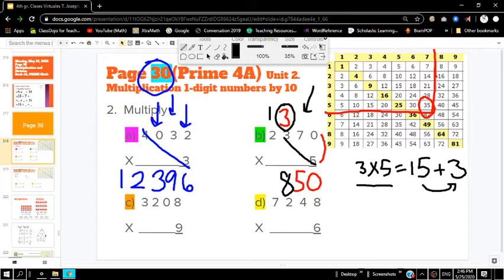Now 2 times 5 is 10 plus 1, which you can see on the top, right? You can see that 1 right in the top. 2 times 5 is 10 plus 1 is 11. So our final answer is 11,850. All right, why don't you do problem C and D on your own, pause the video, and then check your answers.